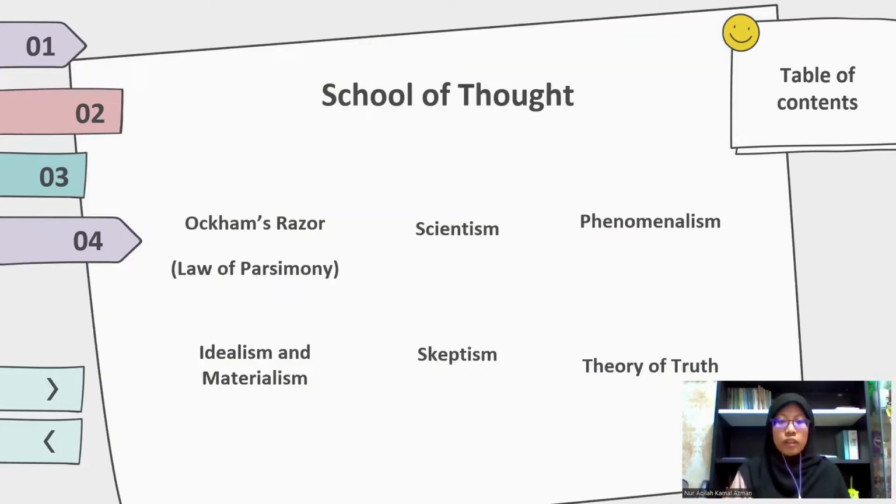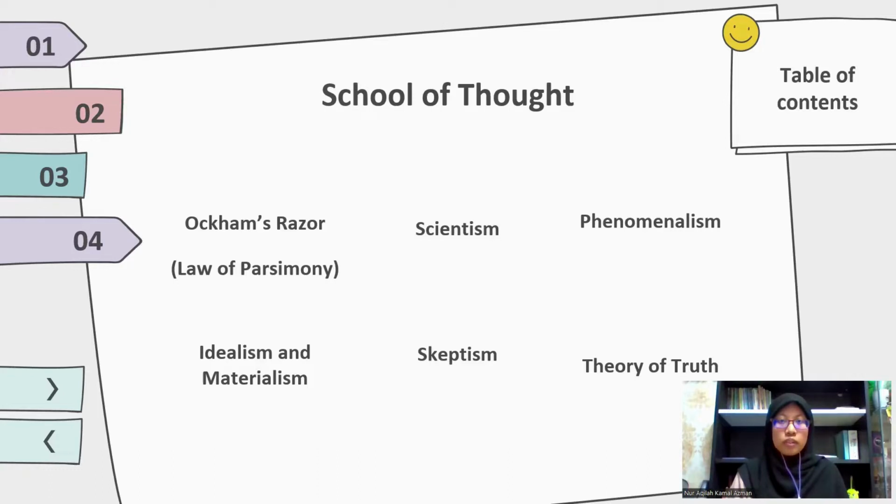School of thought. There are many schools of thought, which are Occam's razor, or law of parsimony, scientism, phenomenalism, idealism and materialism, skepticism, and theory of truth. Occam's razor, also known as the law of economy. The law of economy says that entities should not be posited unnecessarily; believe in simple law and simple explanation.